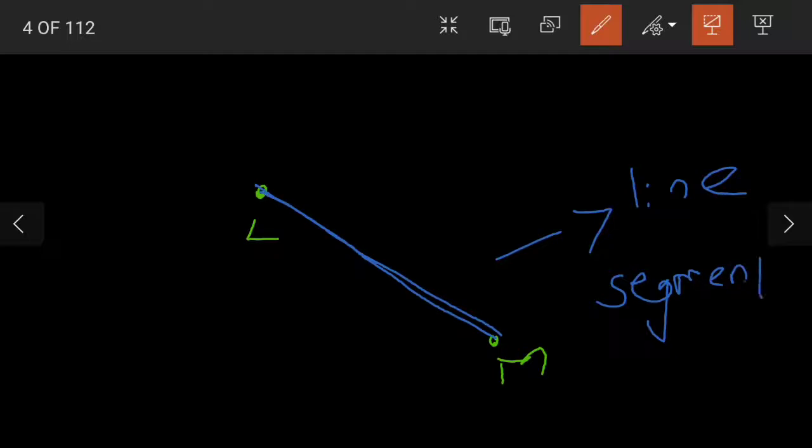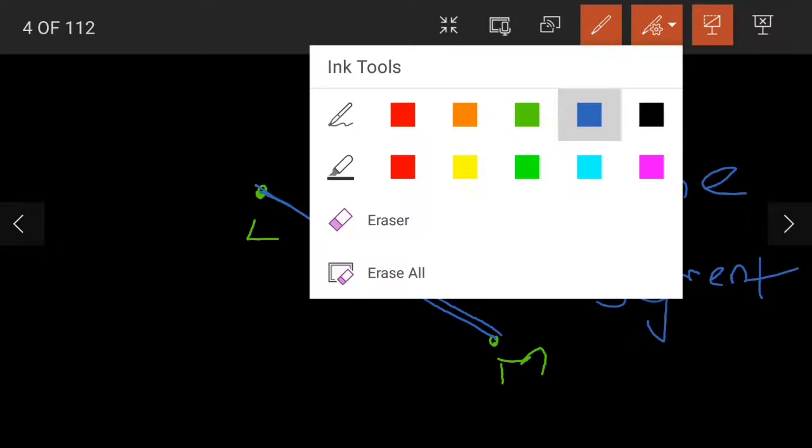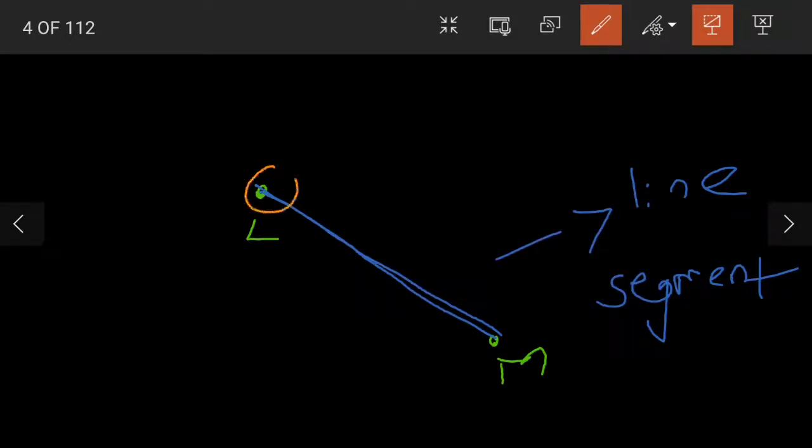S-E-G-M-E-N-T. Now this line is called a line segment. This blue line is called the line segment. And what are the properties of a line segment? As we can see, our line segment has 2 endpoints. Yes or no? It has 2 endpoints, that are point L and point M.